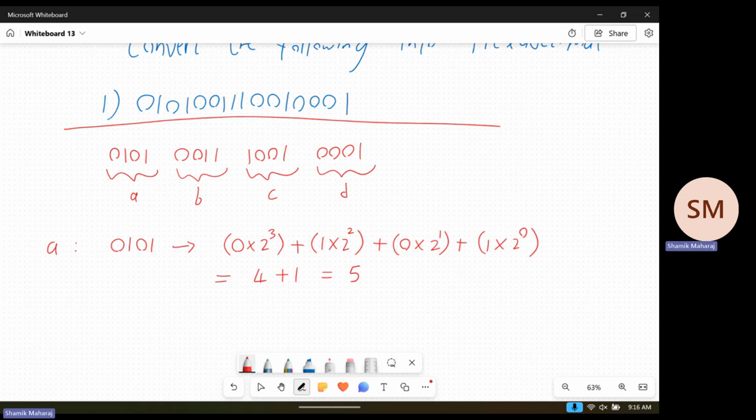You don't have to show the zeros if you don't want to. You can just write 2 squared plus 2 to the 0. That's good enough. Let's just say that 0, 1, 0, 1 is 5. I think you might get a mark for showing something.